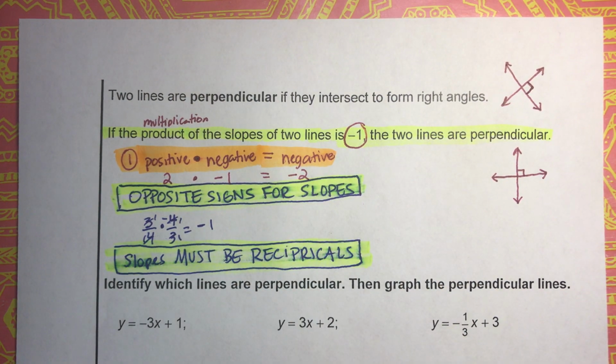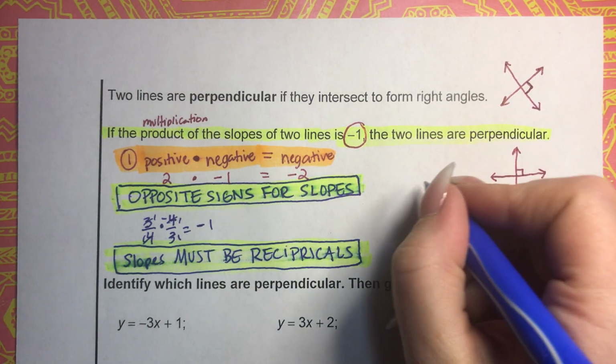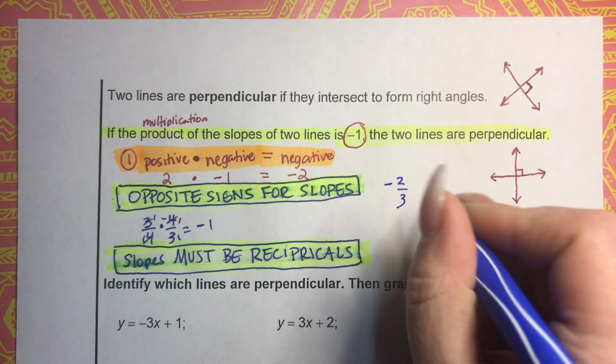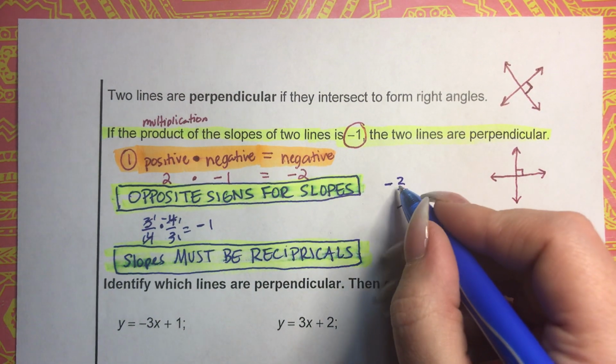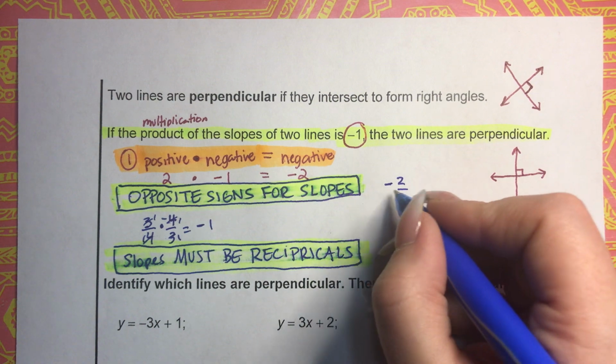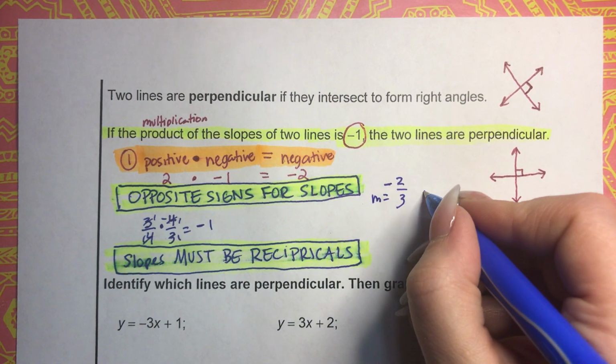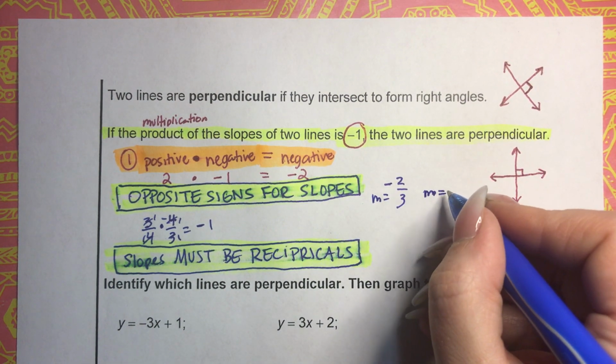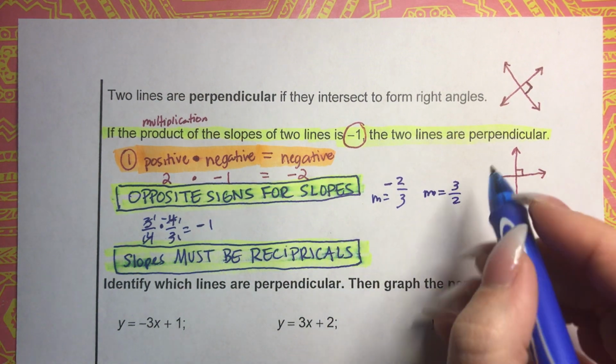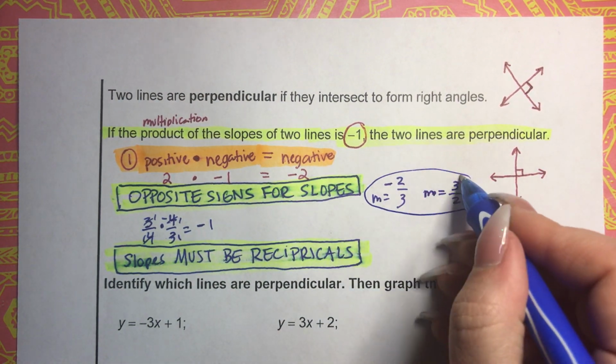So let's say we had something like -2/3. If this is the slope, then the slope that is perpendicular, since this is negative, would have to be positive, and it would have to be the reciprocal, 3/2. Boom, those would be perpendicular.